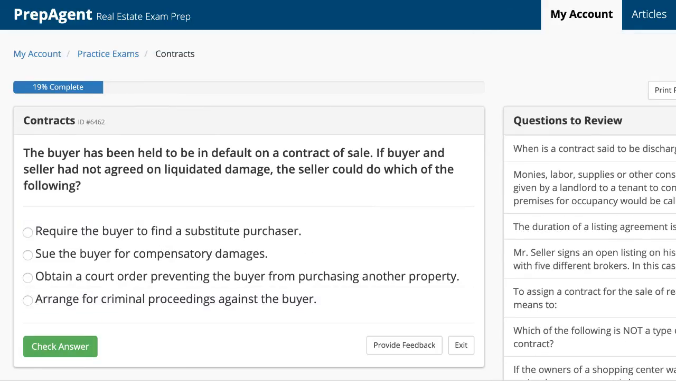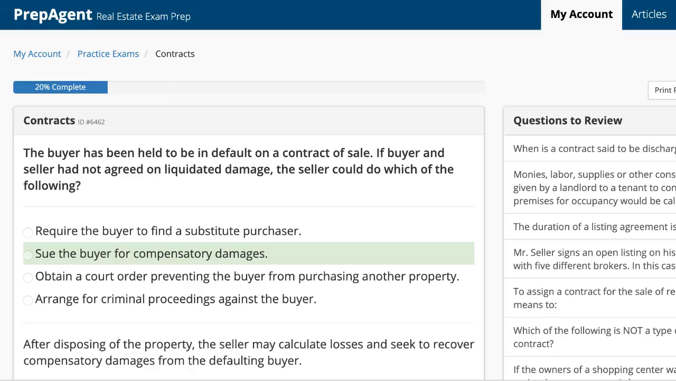Okay, here we go. The buyer has been found to be in default on a contract of sale. If the buyer and the seller had not agreed on liquidated damages, the seller could do which of the following? A, require the buyer to find a substitute purchaser. B, sue the buyer for compensatory damages. C, obtain a court order preventing the buyer from purchasing another property. Or D, arrange for criminal proceedings against the buyer. Seems extreme. What do you guys think? Answer: sue the buyer for compensatory damages.